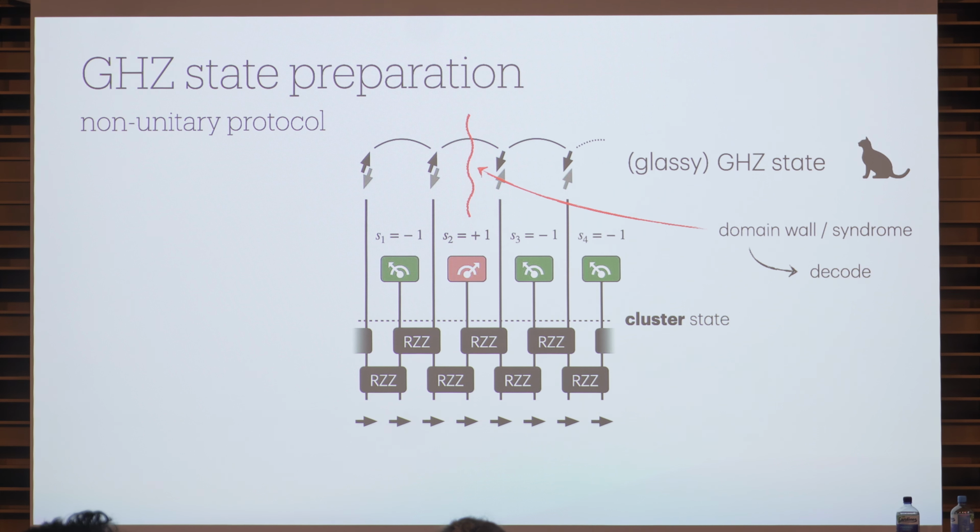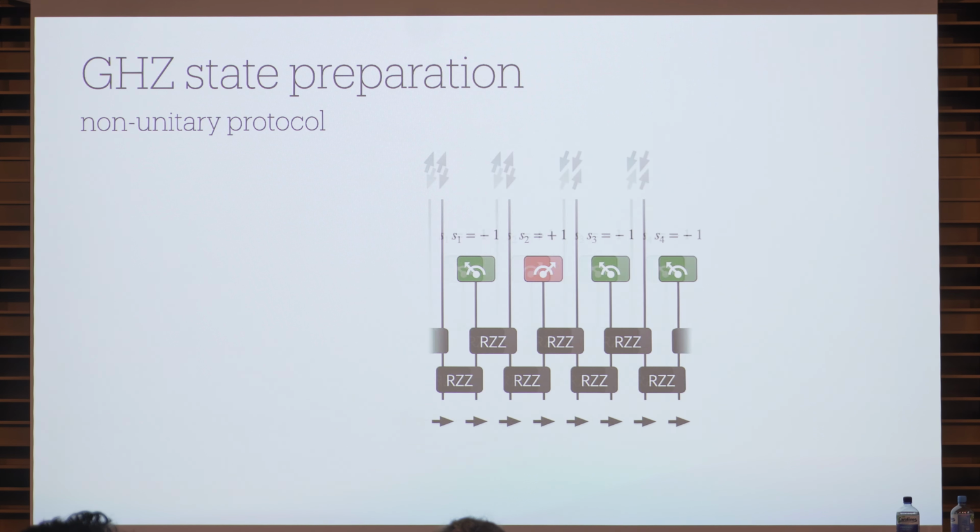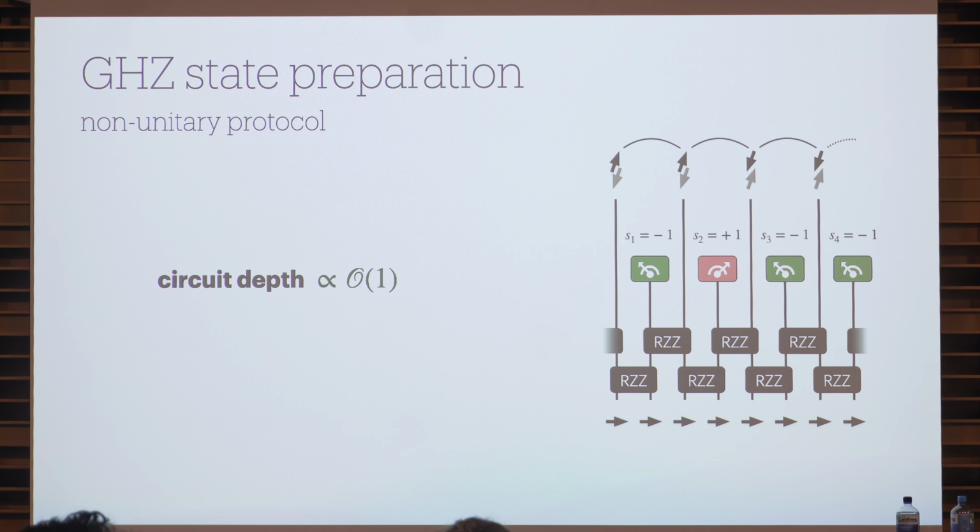Okay, so the advantage of this protocol, of course, is that now we just need a finite number of layers in our circuit. So we reduce the circuit depth. And of course, the disadvantage is that we use every second qubit just to prepare the state. So we lose half of our qubits.